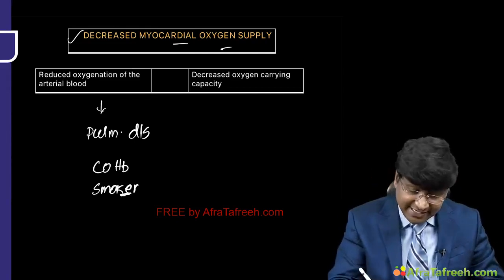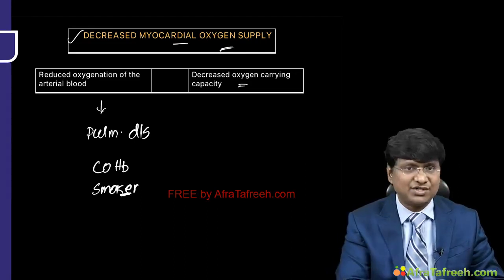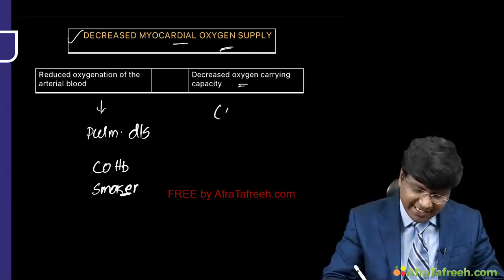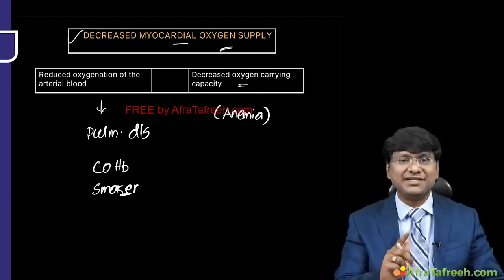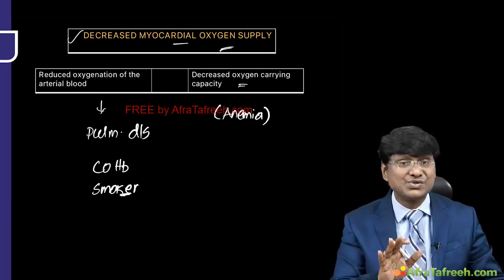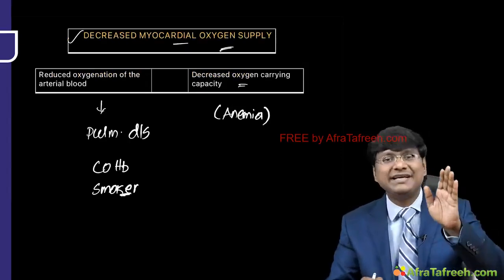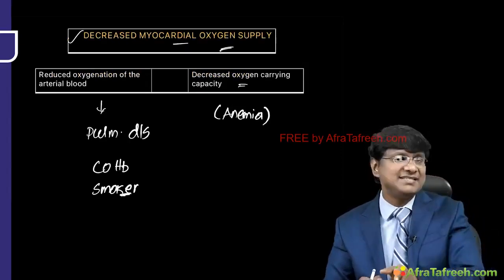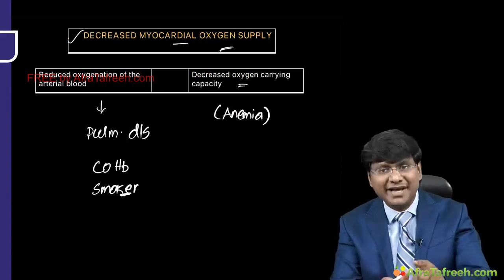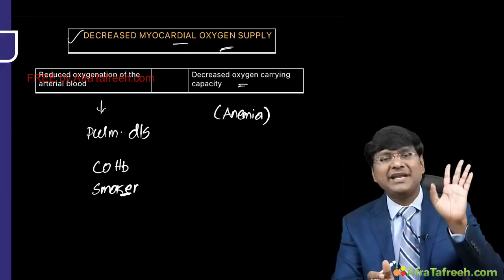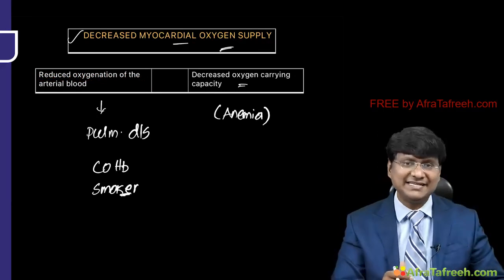Or this decreased myocardial oxygen supply could be due to decreased oxygen carrying capacity also. And this decreased oxygen carrying capacity, you come across in patients with anemia, right? So correction of these abnormalities, the ones increasing the demand and the ones decreasing the supply, if present, may reduce or even eliminate the angina pectoris, right?